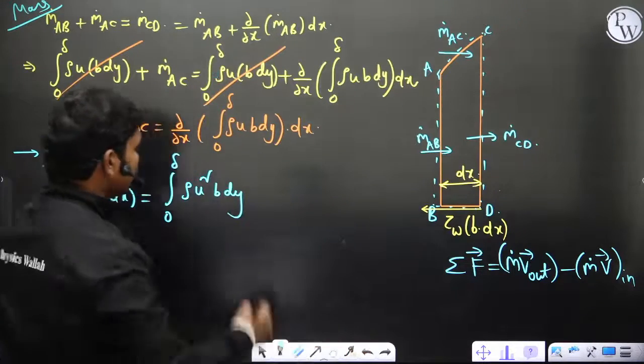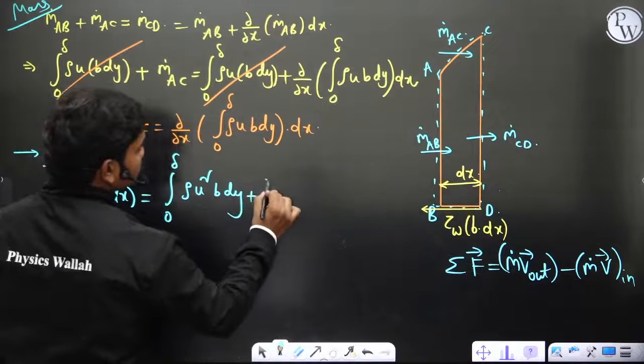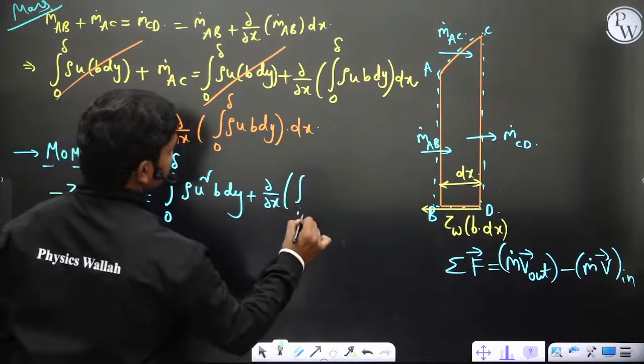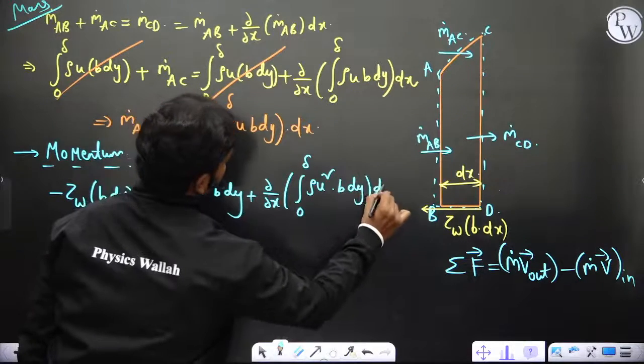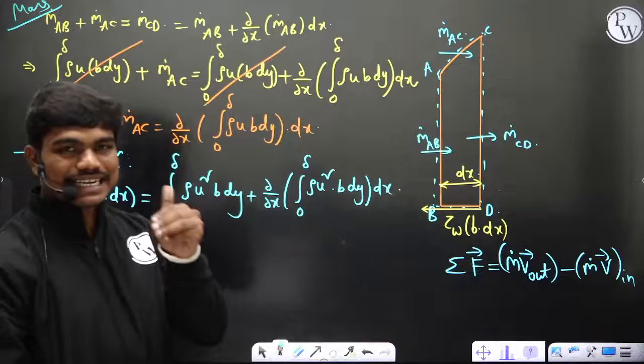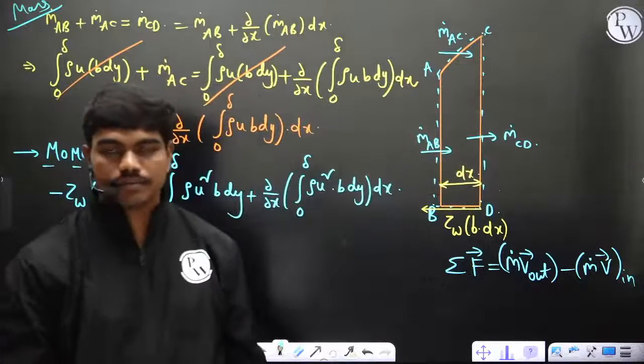Anyway, that's the mass equation. So here, that's why this u square is coming, plus dou by dou x of integral 0 to delta rho u square b dy dx. So this is the momentum which is leaving through this face CD.